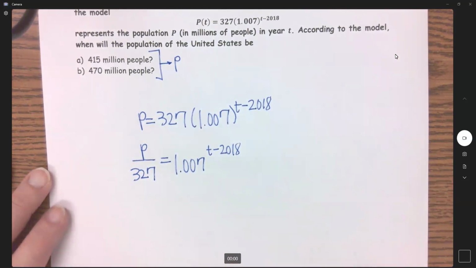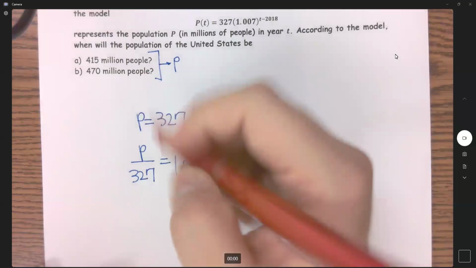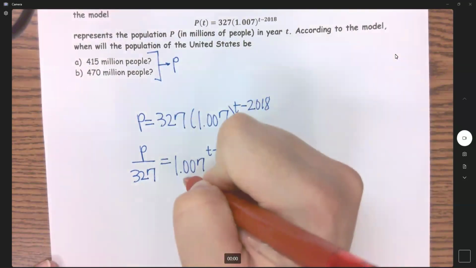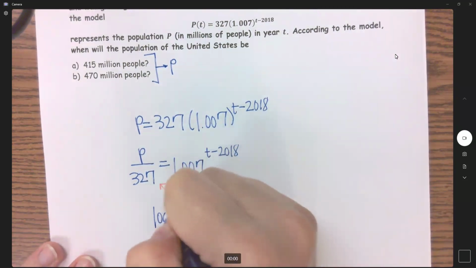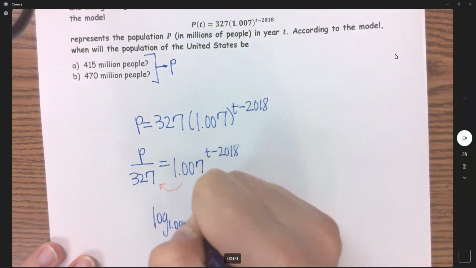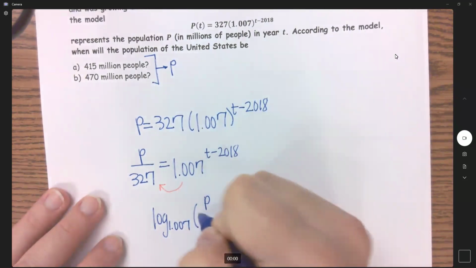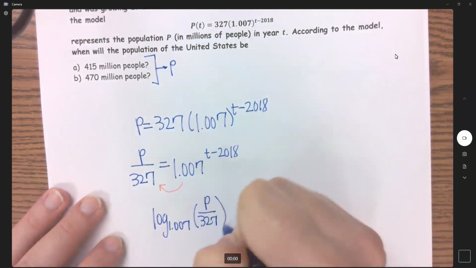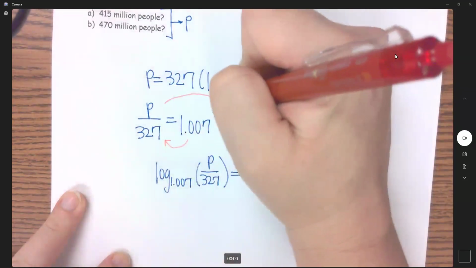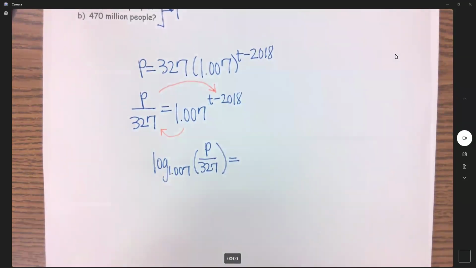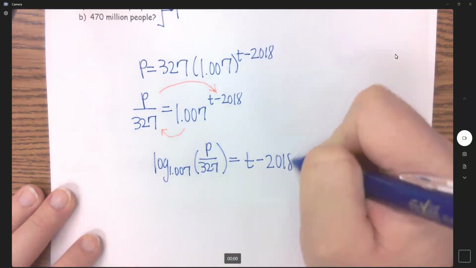Now that I have my exponential isolated, let's rewrite. So we're going to go base of my exponential to the other side of the equals. So we have a log with a base of 1.007 of P over 327. And that's going to equal what is left over, my exponent here, T minus 2018.